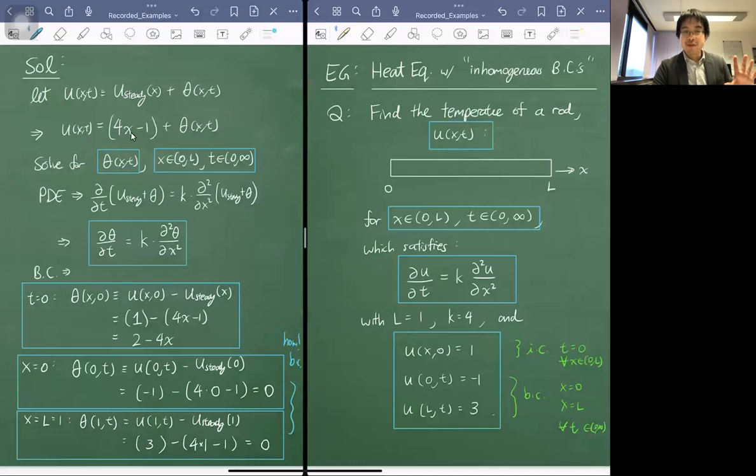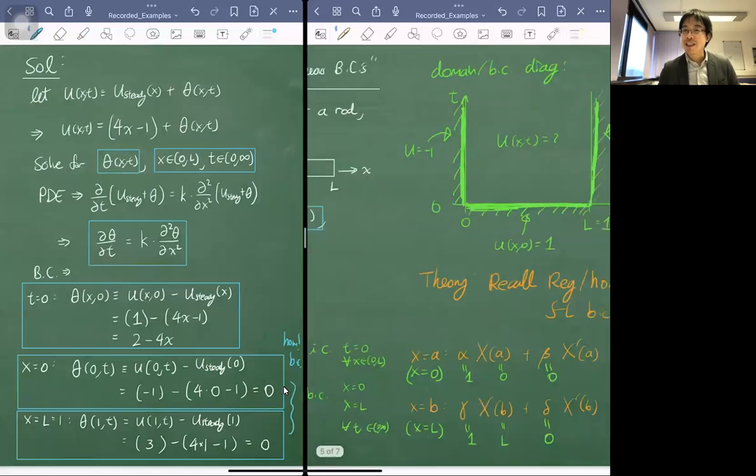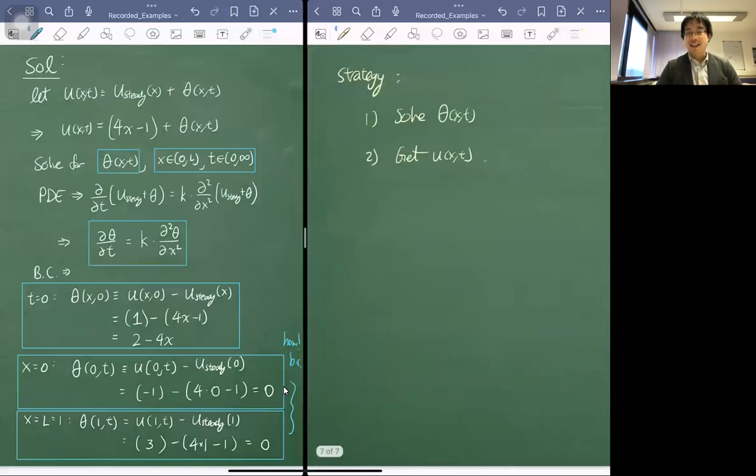With this definition, with this change of variable, the domain is unchanged, the PDE is unchanged, but the boundary conditions are changed. The initial condition definitely changed, but more importantly, the boundary conditions for the space-like variable are now 0, 0, which is the Sturm-Liouville type of boundary conditions. So we talked about the strategy now is to solve this first and then get u. So let's continue.